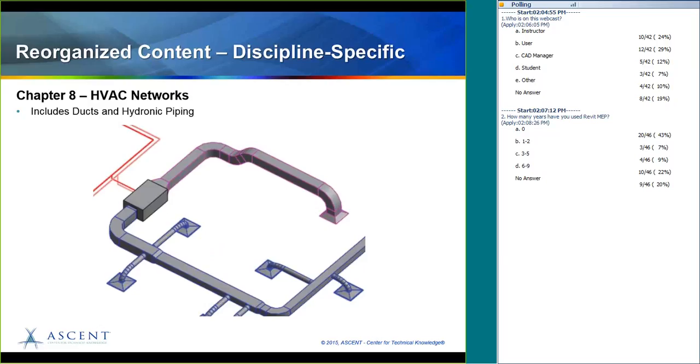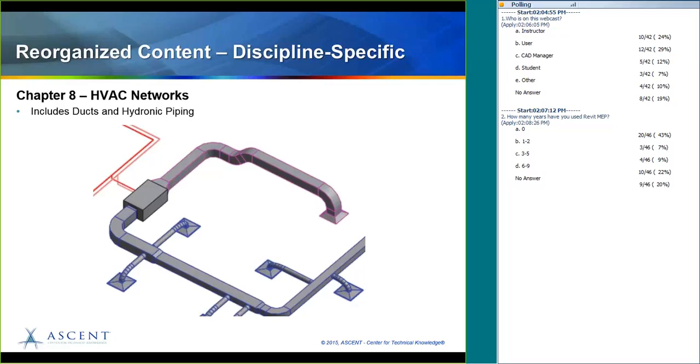So here's where I made a lot of changes. HVAC networks. In the previous version, we had an HVAC chapter, and then we had a hydronic piping chapter. And guess what? They were almost exactly the same, except for the pictures, because some showed pipe and some showed ductwork. So what we did was take that overlap and bring it together. This particular chapter now includes ducts and hydronic piping. They're created in the exact same way. So all of the modification tools are available for both, and so you have a much more in-depth process now.